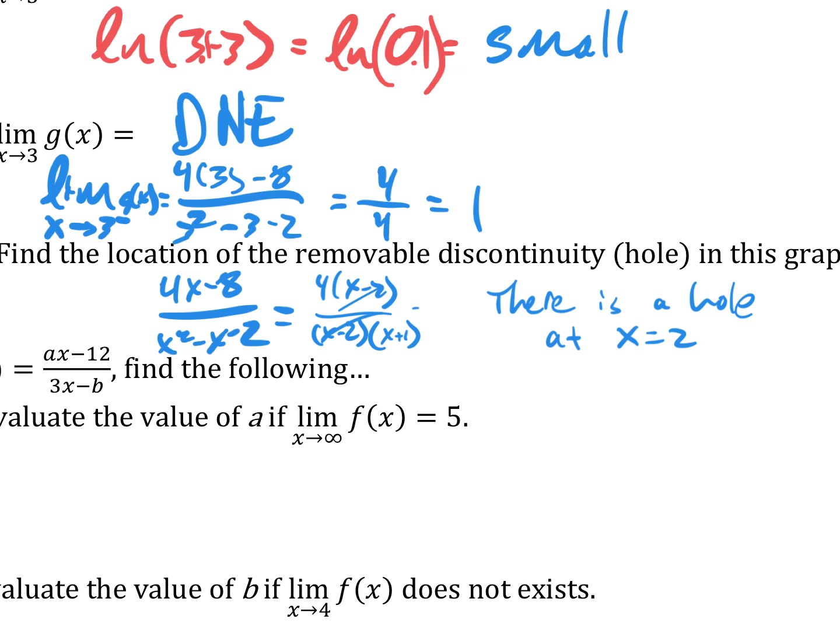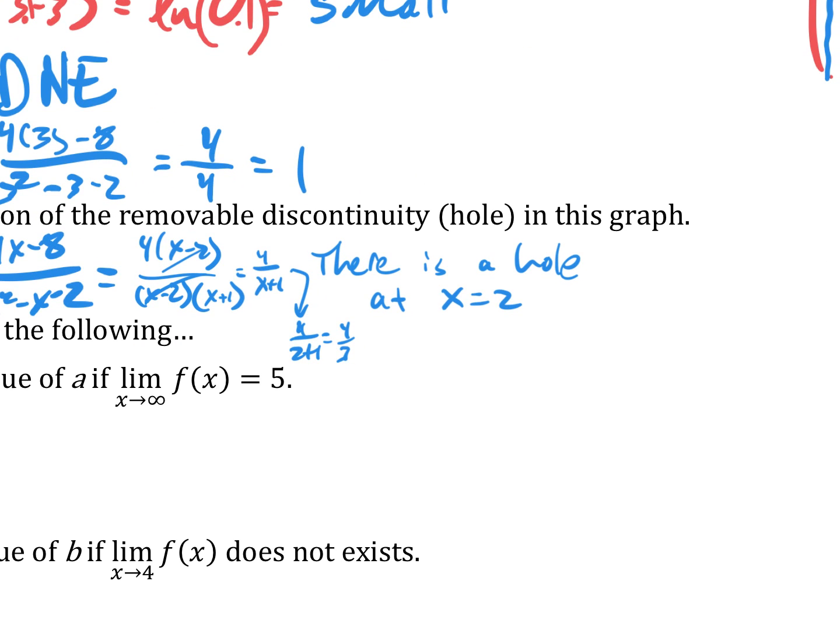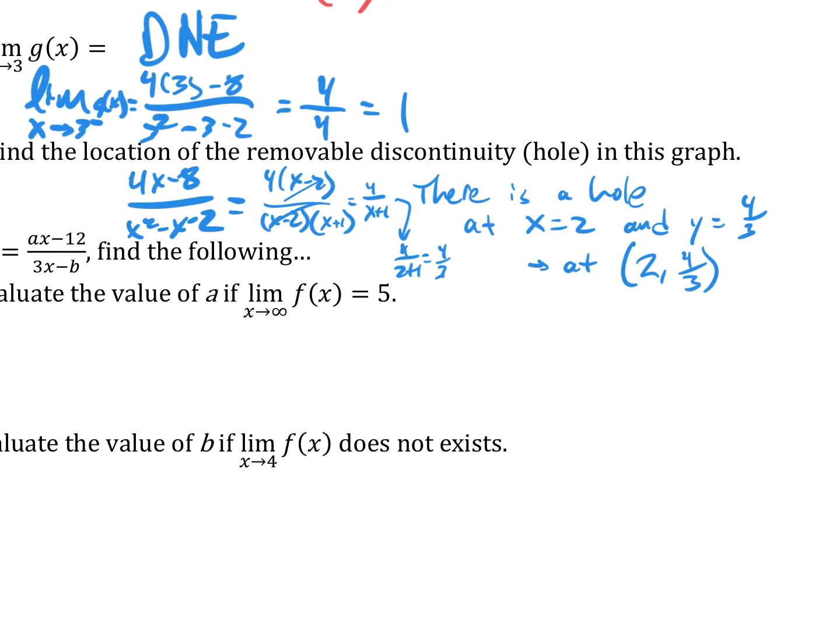Well, after we cancel this, we get 4 over x plus 1. And when we plug in 2 there, that gives us 4 over 2 plus 1, which is 4/3. So at x equals 2 and y equals 4/3, or we could say at the point (2, 4/3). Okay? All right, that's the idea.